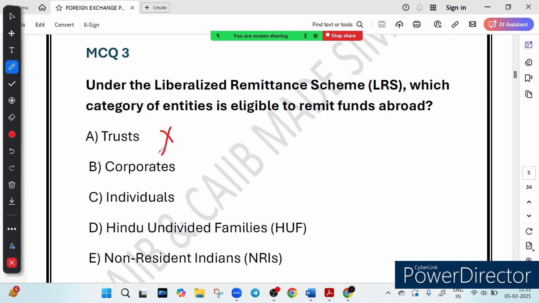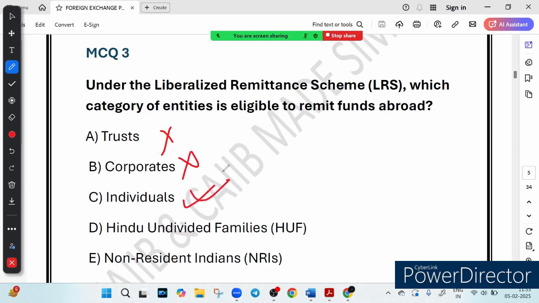Option B says corporates. See, corporates and companies are not eligible under LRS. A business or company cannot remit funds under LRS. They must follow separate FEMA rules for overseas investment. For example, a software company in India wants to send money to buy cloud service from the USA. It cannot use LRS but must go through corporate remittance guidelines. So this is also incorrect.